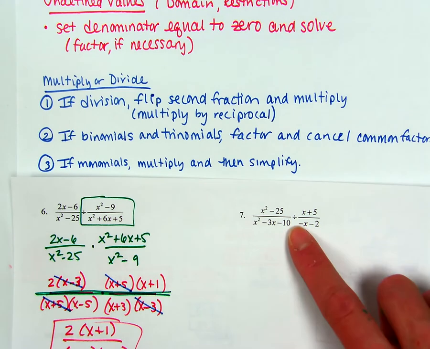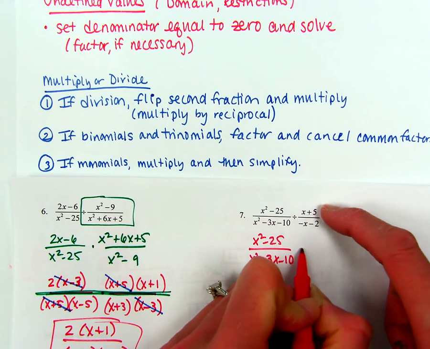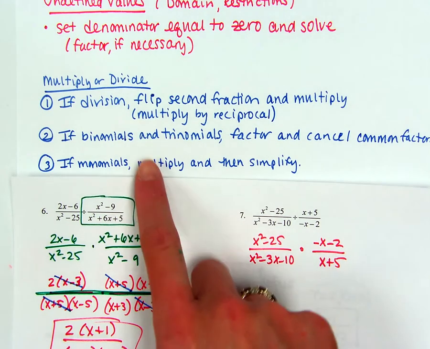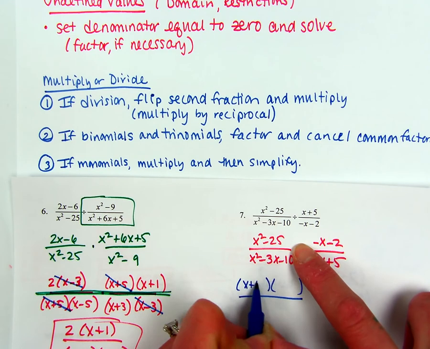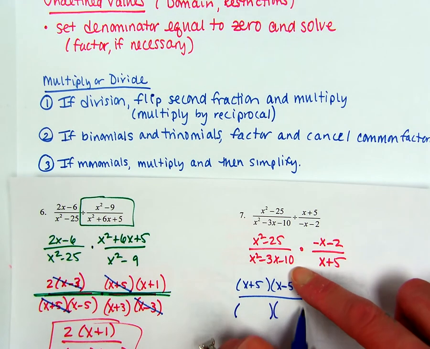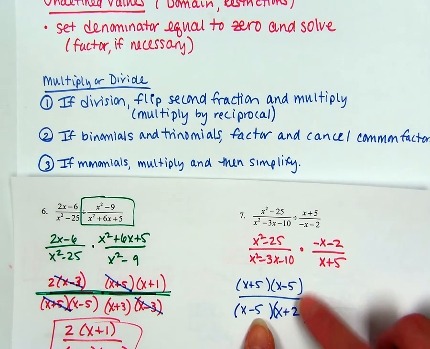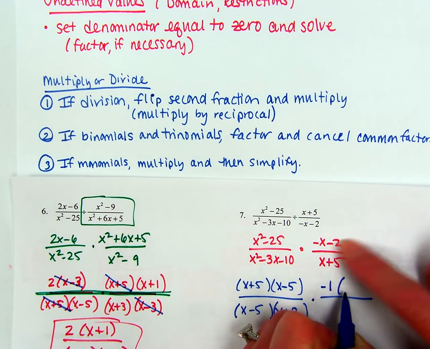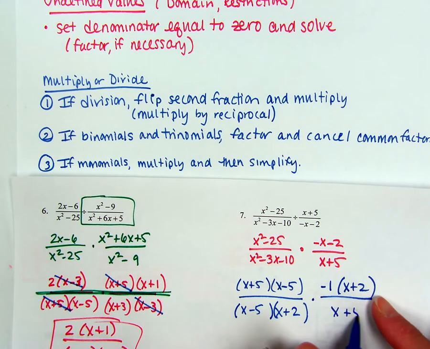All right, number 7. Notice that it's division, so keep the first fraction as it is. Don't change it at all. Change it to multiply by the reciprocal. All right, so now after you do step 1, you go to step 2. Can anything be factored? Well, that's a difference of perfect squares, and we just did that in the last problem. Right? So x plus 5, x minus 5. Here I need two things that multiply to negative 10, they add to negative 3. Over here, if you have a negative, you could factor out a -1, and it's -1 times x plus 2. And then x plus 5 doesn't change.